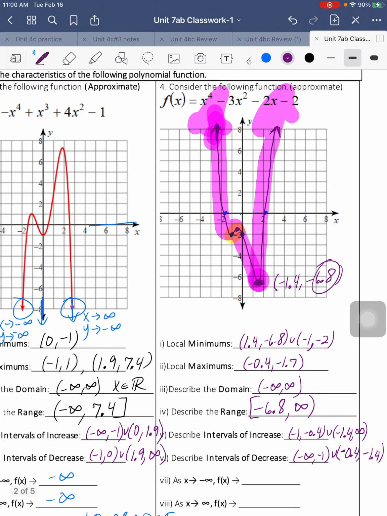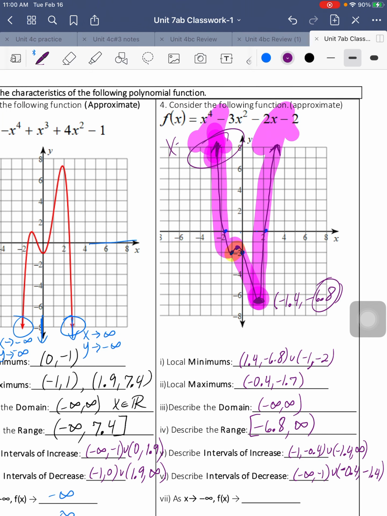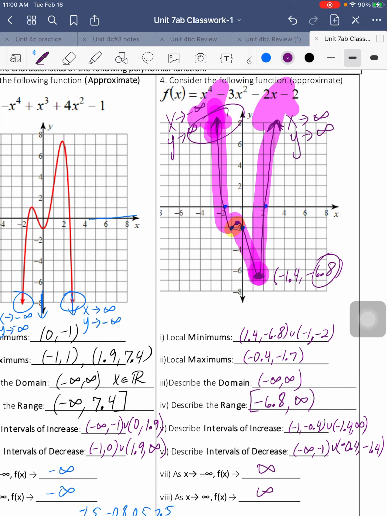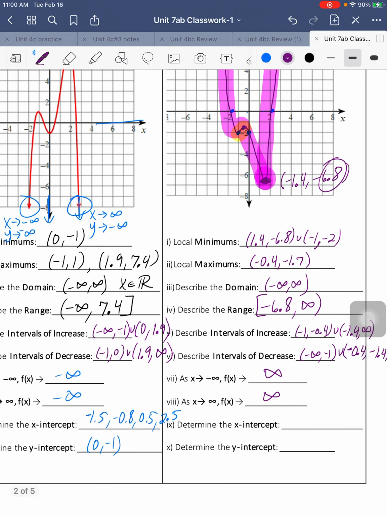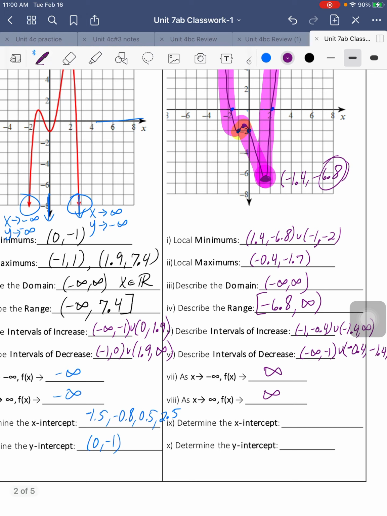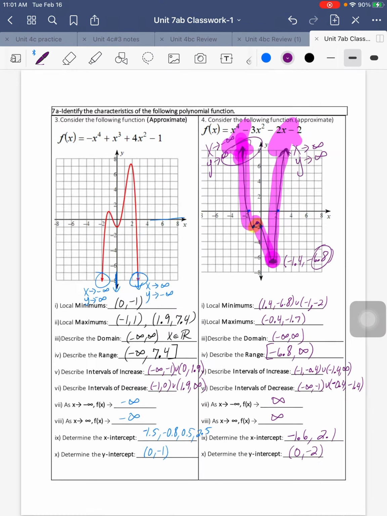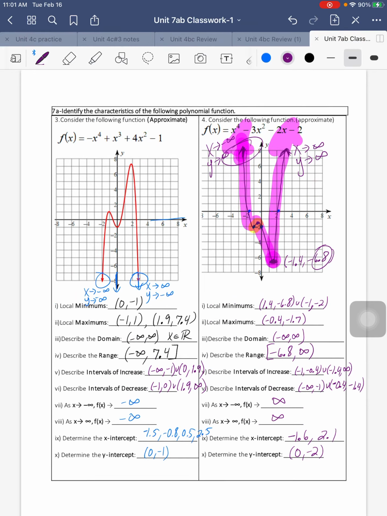End behavior, both ends of the graph. The left end is going to go left forever to -infinity. The y is going up to positive infinity. And the right end is going to go to the right forever. This arrow is going right, which is positive infinity, but it's also going up to positive infinity. So both ends are going up to positive infinity. X-intercepts, we already named those. There's 2 of them, -1.6 and 2.1. Y-intercept is at 0, -2. And that is 7a. Hopefully this helps you.